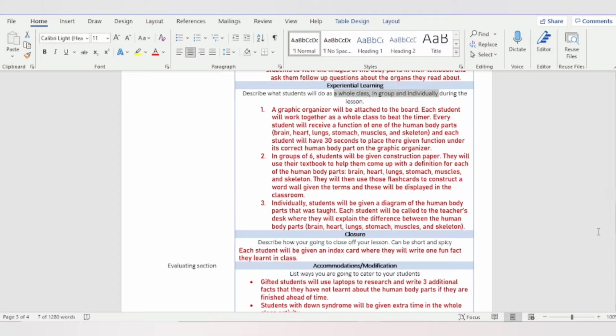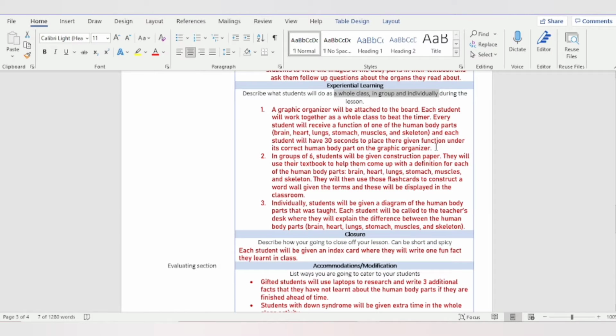So number 1, a graphic organizer will be attached to the board. Each student will work together as a whole class to beat the timer. So every student will receive a function of one of the human body parts, and each student will have 30 seconds to place the given functions under its correct human body part on the graphic organizer.